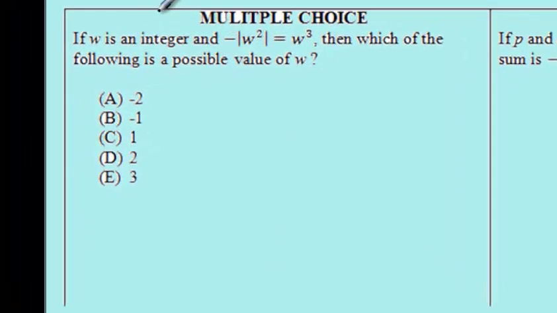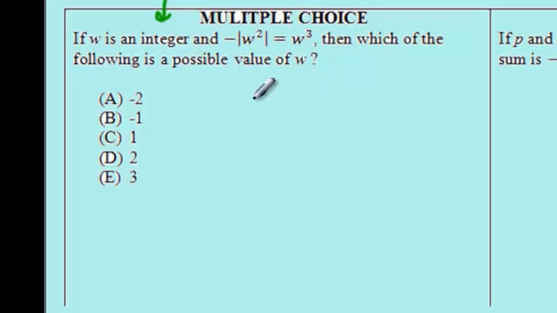We've got this. W is an integer. Integer is just a rounded number, no decimals. Positive or negative whole numbers essentially. So no decimals. Then which of the following is a possible value? You can solve these algebraically, but when it's multiple choice, with 5 of these, you can just plug and chug.